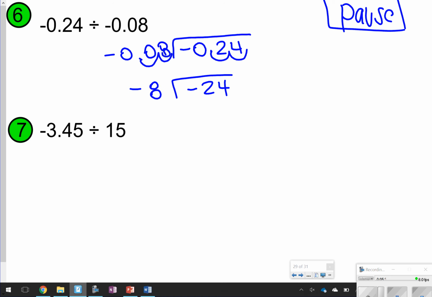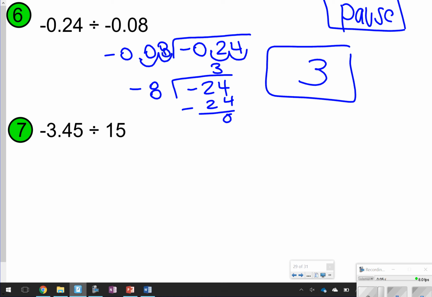This should be pretty simple because 8 goes into 24 evenly. 3 times 8 is 24, and I'm left with a 0. My answer is positive 3 because I divided both negatives.